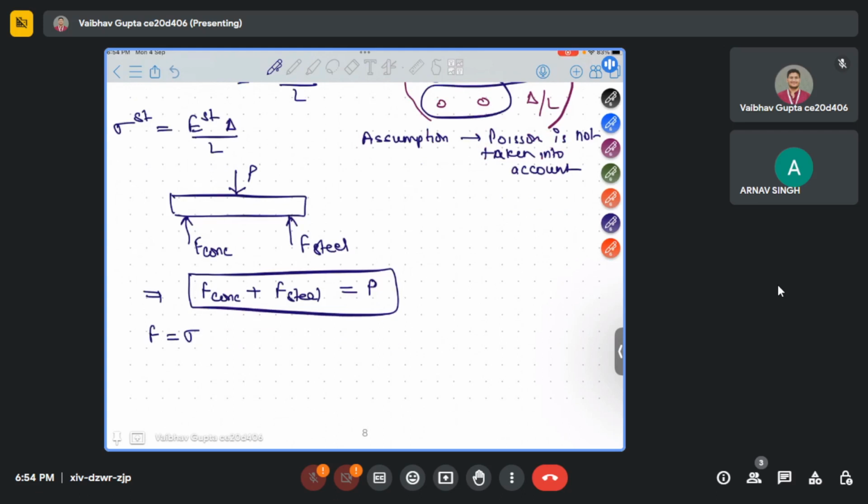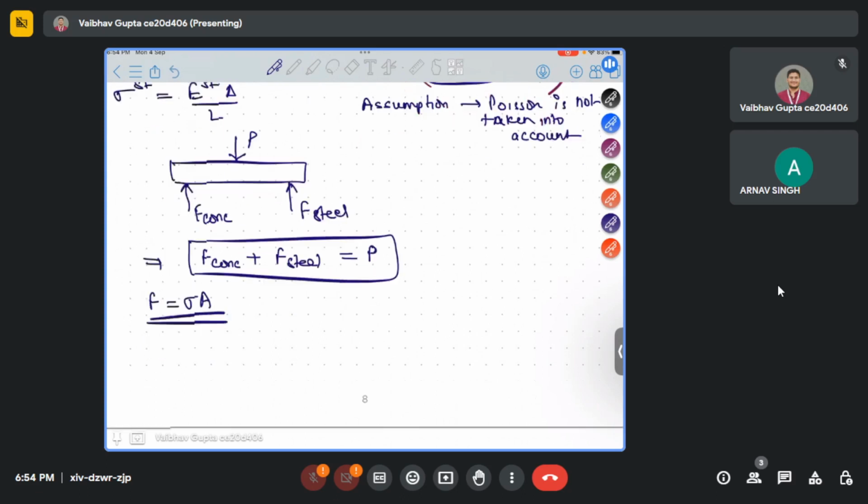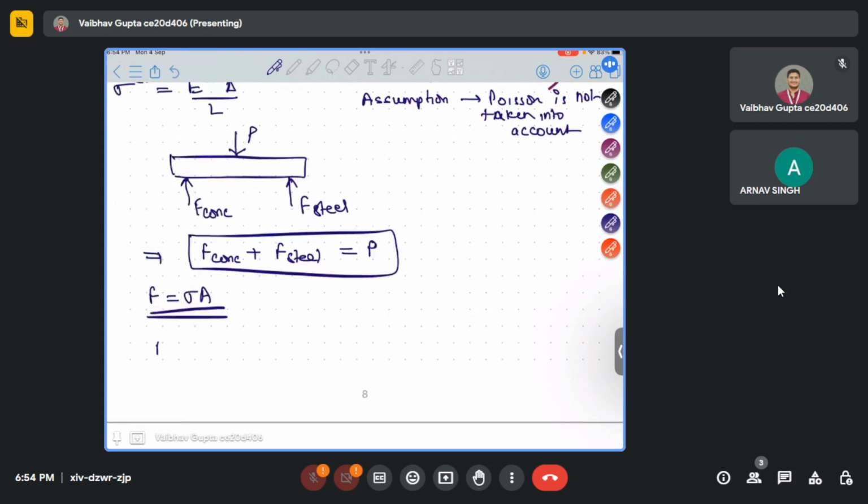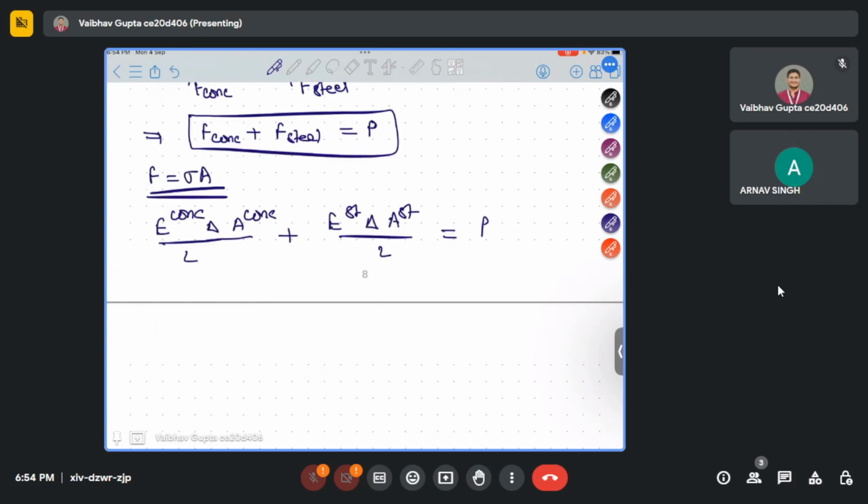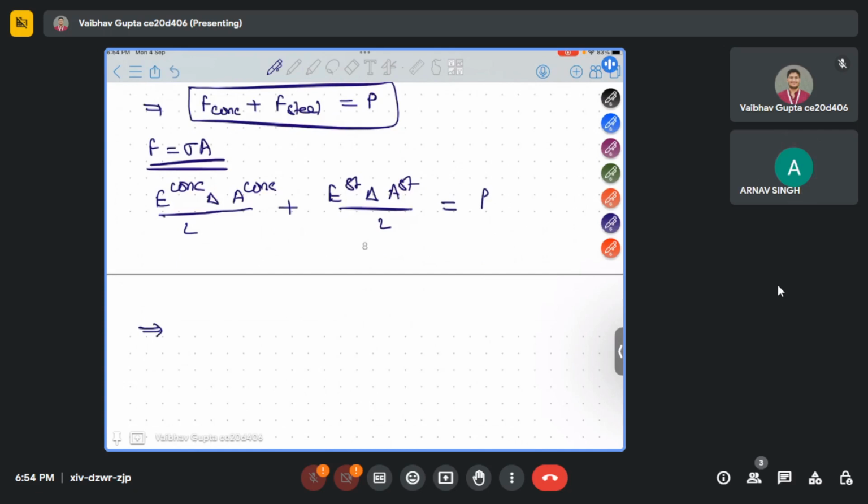F is nothing but sigma into A because it is uniaxial, so we can directly relate. So F concrete plus F steel, how will we write? Sigma of concrete is nothing but E of concrete delta by L into A of concrete plus E of steel delta A of steel by L, which is equal to P. Just take all these things common.